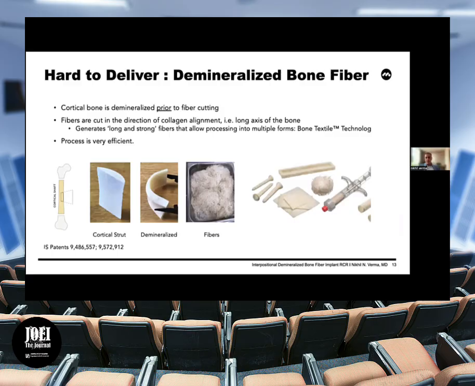So how do you deliver that into an environment and make it usable for a surgeon, other than potentially just packing it into a cyst cavity or something of that nature? That's really where this demineralized bone fiber has been valuable. The key here is in the harvest technique. You take long bones and use a cheese grater type effect to take long fibrils of collagen and bone in the direction of the collagen environment.